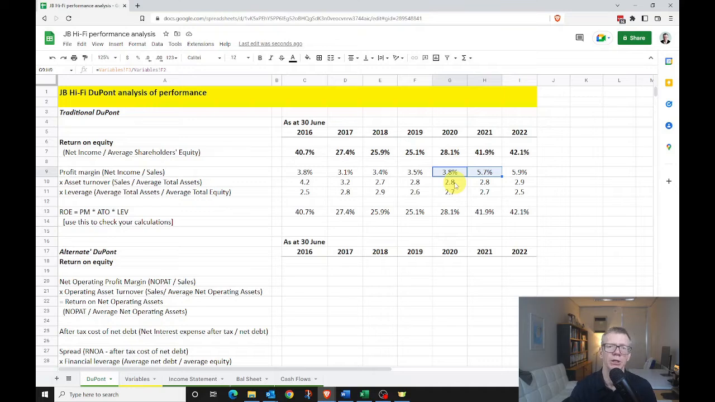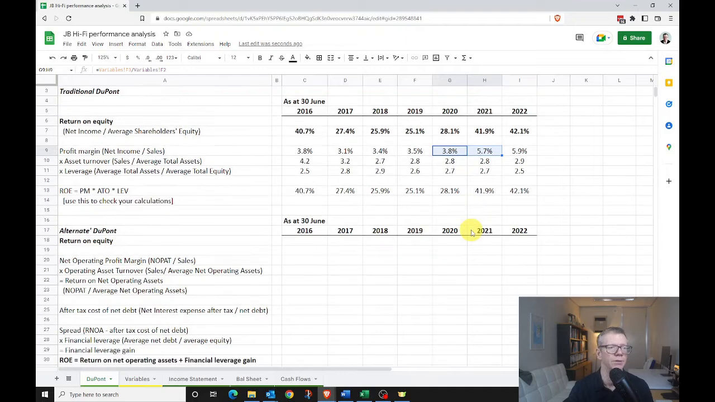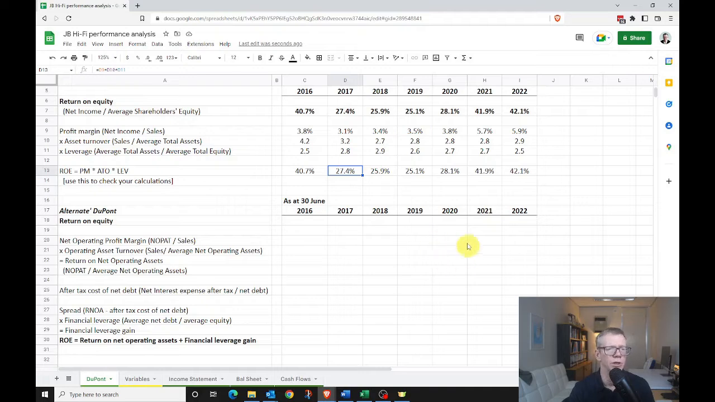Also, the supply chain issues meant that there was less discounting, in particular less on the floor discounting that you often get at an organisation like JB Hi-Fi. So that's our traditional DuPont decomposition. Let's see how it differs if we're looking at this alternate DuPont decomposition.